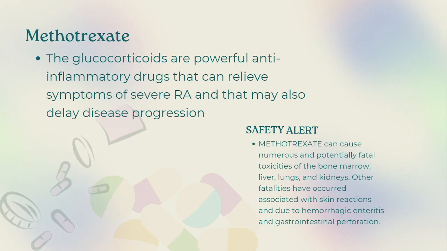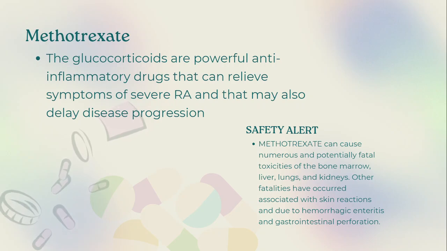Methotrexate is a disease-modifying anti-rheumatic drug and is considered the first-line treatment for rheumatoid arthritis. It works by suppressing the immune system and reducing the inflammation in the joints. So there are several benefits to using methotrexate in the treatment of rheumatoid arthritis. Firstly, it effectively reduces joint inflammation and pain. Additionally, methotrexate has been shown to slow down the progression of the disease and help prevent joint damage.